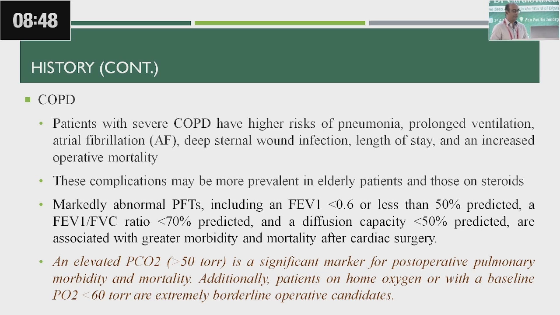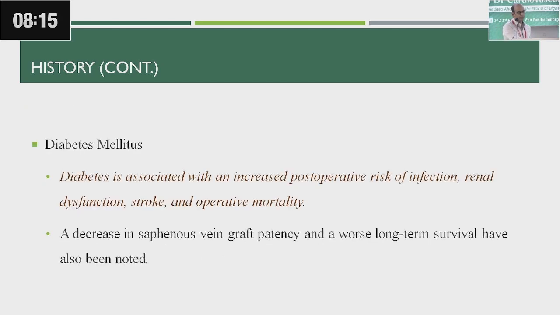In case of COPD, patients with severe COPD have a higher risk of pneumonia, prolonged ventilation, atrial fibrillation, deep sternal wound infection, longer ICU or hospital stay, and increased operative mortality. An elevated PCO2 is a significant marker for postoperative pulmonary morbidities and mortalities. Additionally, patients on home oxygen or with baseline PO2 less than 60 torr are extremely borderline operative candidates. In case of diabetes mellitus, diabetes is associated with increased postoperative risk of infection, renal dysfunction, stroke, and operative mortality.